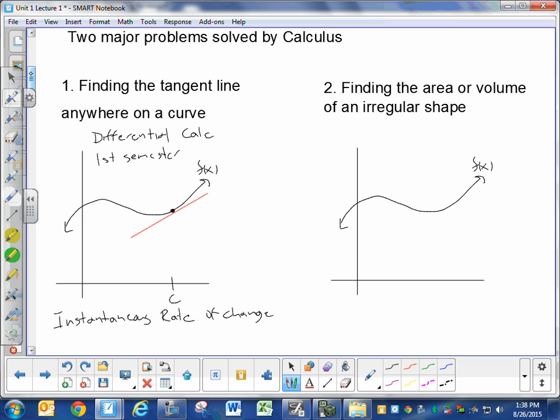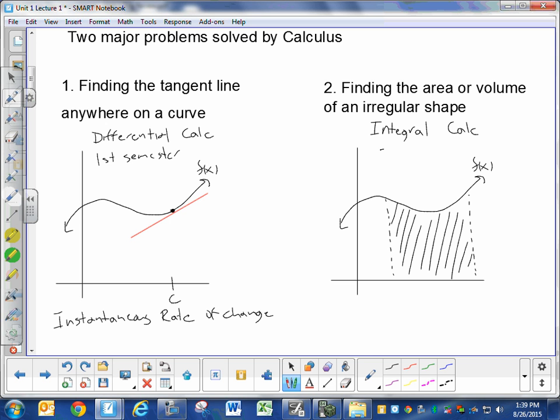Second problem is finding the area or volume of an irregular shape. So irregular shapes just can come from a function, and we can just kind of set some boundaries, and all of a sudden we've created an irregular shape, and we can find the area of that shape. It's not a standard geometric shape, so we can't use a formula, but we'll be able to find the area of that shape. This is called integral calculus. We will deal with this in the second semester.